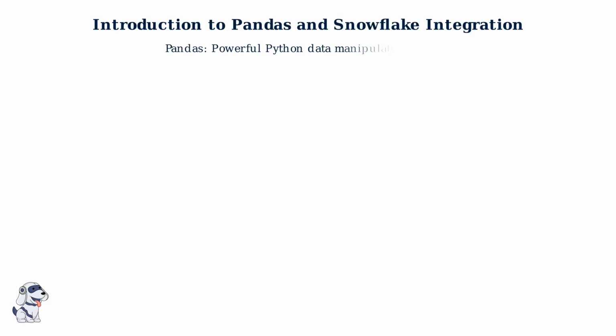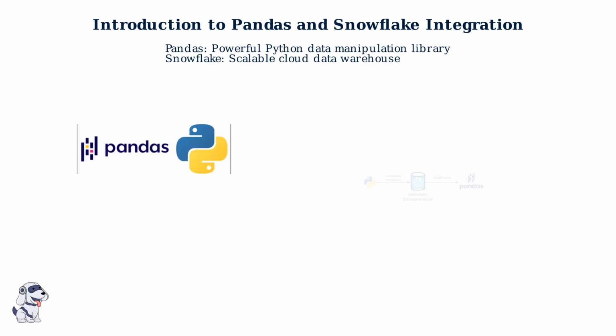Pandas is a powerful Python library for data manipulation, offering flexible data frames for analyzing and transforming data. Snowflake is a scalable cloud data warehouse that provides high-performance storage and querying capabilities. Together, they enable efficient data workflows where you can push Pandas DataFrames into Snowflake for scalable storage and processing, or pull data from Snowflake back into DataFrames for local analysis.